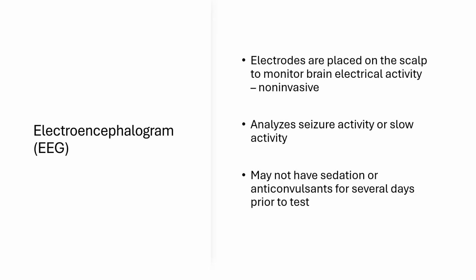Next is an electroencephalogram. So this one here is also known as an EEG, and it uses electrodes that are placed on the scalp to measure brain waves. It's often used to analyze seizure activity. So pre-care, hair should be clean and dry. They may need to stop their anticonvulsant or seizure medication for a few days before they have an EEG. And just remember that encephalo stands for brain. So this is the electricity in the brain.